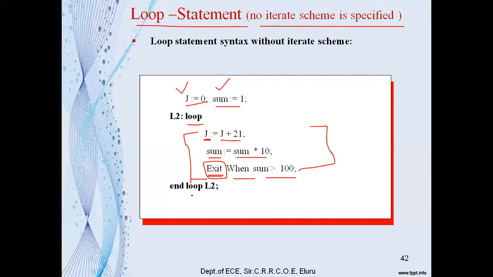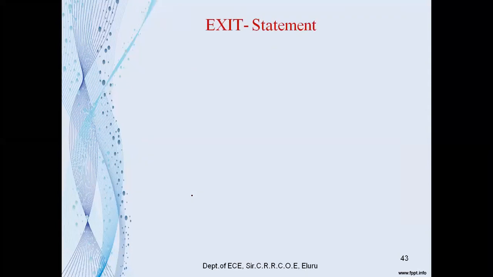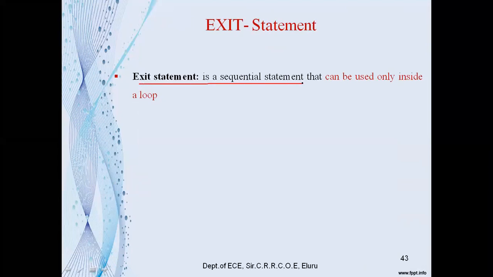And then we will see the other sequential statement, the exit statement. Just now we have seen the exit statement in the third general form of the loop statement, which is the loop statement with no iteration scheme. In that, the loop execution is exited by the exit statement. So what is an exit statement? The exit statement is also a sequential statement that can be used only inside a loop. Remember this.